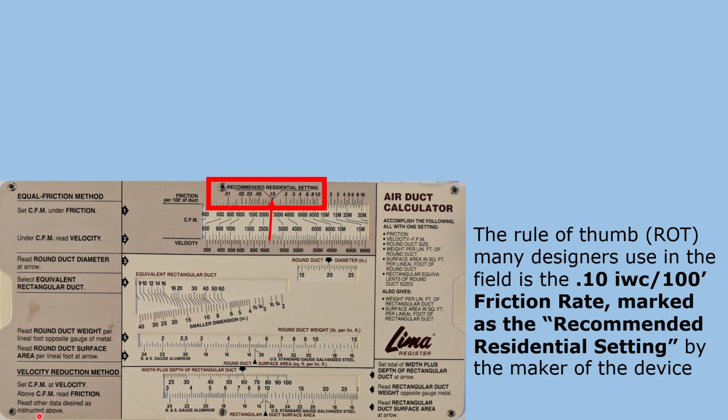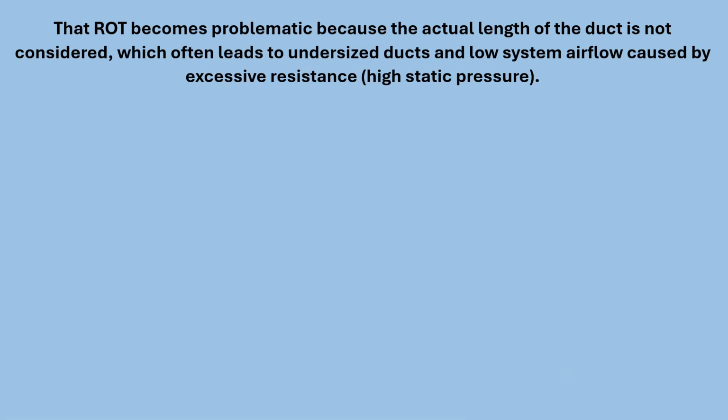The rule of thumb many designers use in the field is the 0.10 inches of water column per 100 feet friction rate, marked as the recommended residential setting by the maker of the device. And you see that here. The rule of thumb becomes problematic because the actual length of the duct is not considered, which often leads to undersized ducts and low system airflow caused by excessive resistance, which is high static pressure.